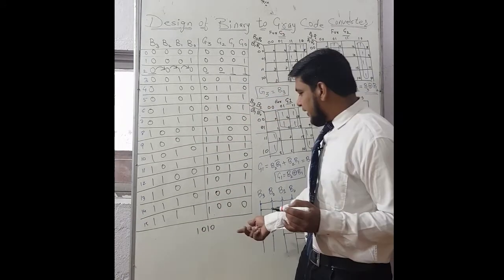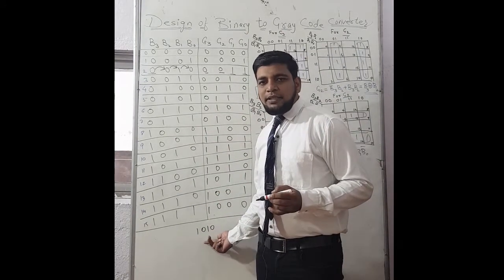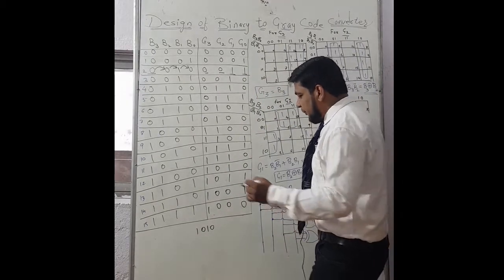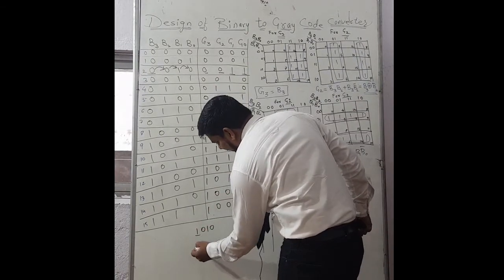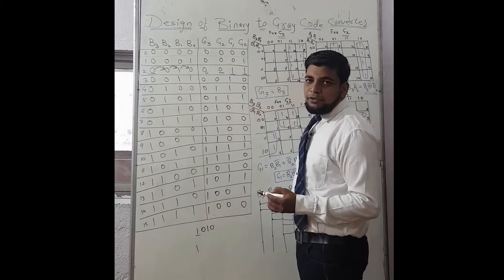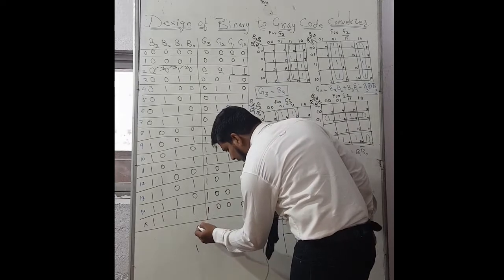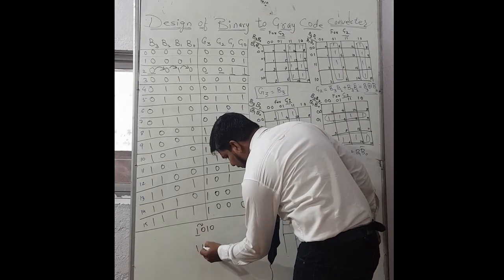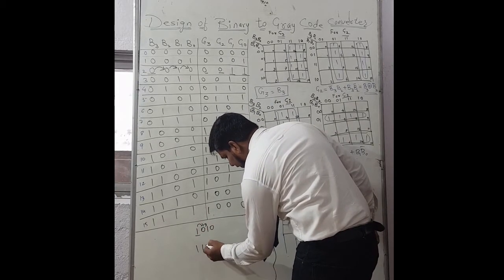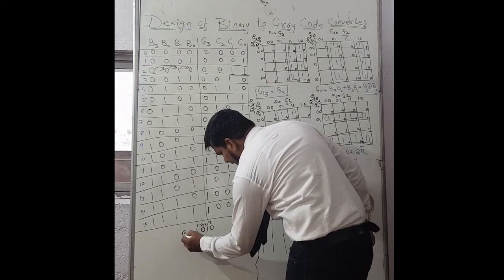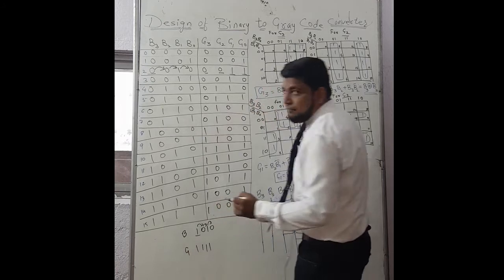If this is the binary number and we have to convert this binary number into its gray equivalent, then the procedure is, first bit we have to take as it is, and XOR operation with the next bit. 1 XOR with 0 is 1, 0 XOR with 1 is 1, and 1 XOR with 0 is 1. So this is the binary and this is its gray equivalent.